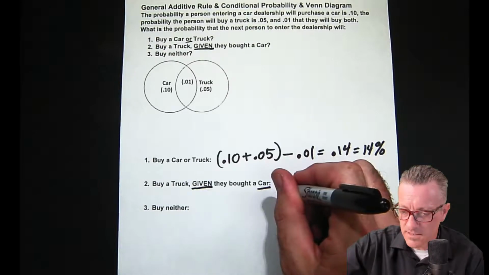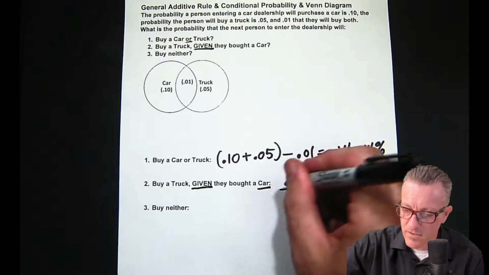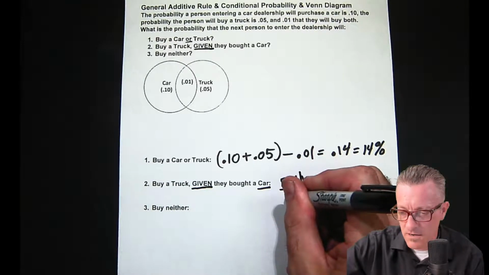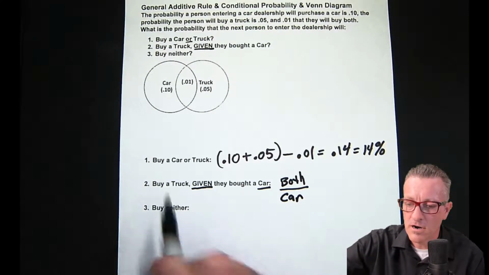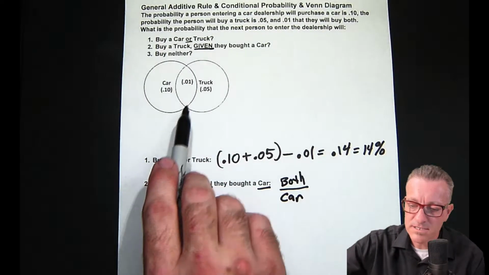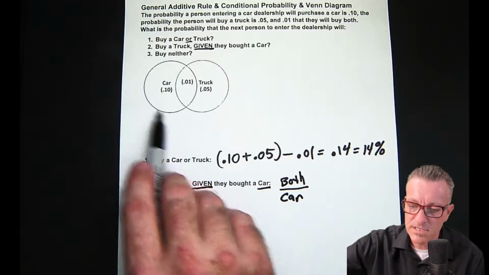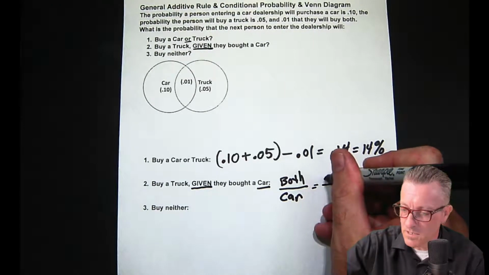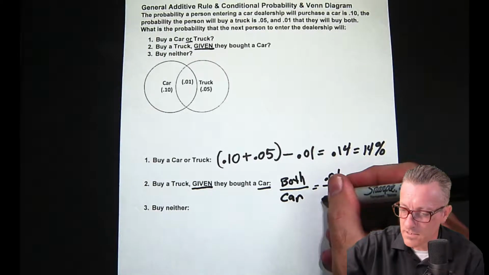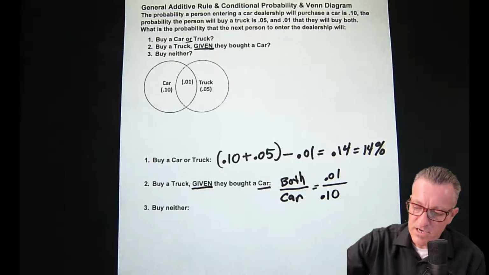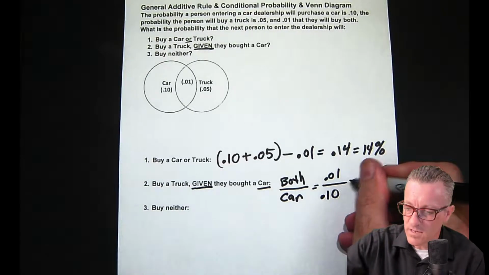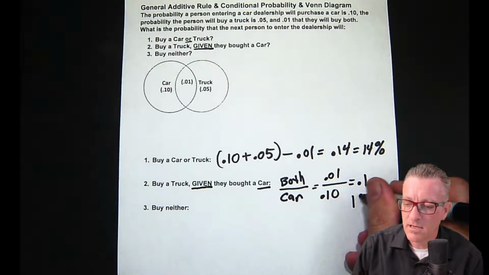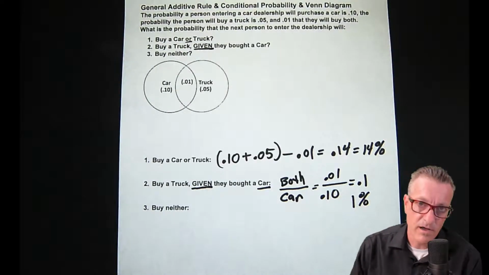The easiest way to do this with the Venn diagram is to put both on top of the restricted space, which is the car. It makes sense because our car is what it has to be. Our selection is within the restricted space of the car. So this is our probability fraction, and when you work it out, it just ends up being 0.1. So that is a 10% probability that they buy a truck given they bought a car.